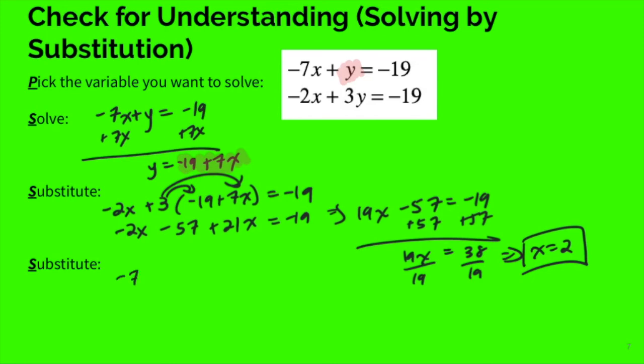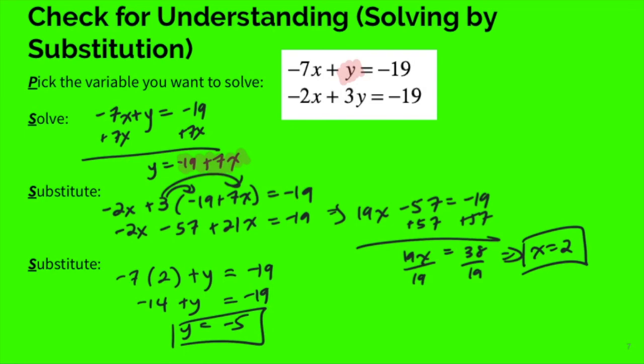So I have negative 7, and instead of writing an x, I'm going to substitute in a 2. Plus y equals negative 19. I get negative 14 plus y equals negative 19. Add 14 on both sides, and I get y equals negative 5, which matches the same y value that I got for my first check for understanding. So my solution is going to be 2 comma negative 5. And I've solved my system, this time using the substitution method.